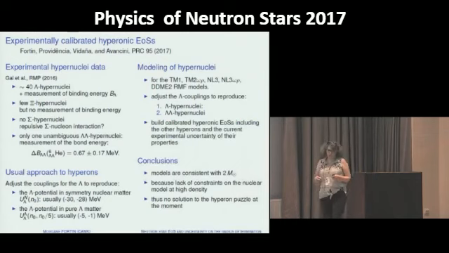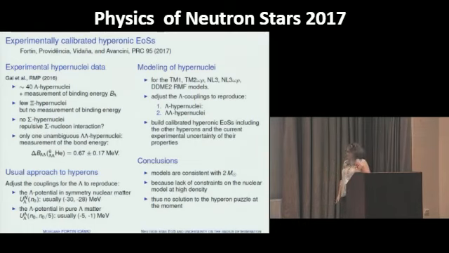I won't go into the details, but we tried to take into account the uncertainty we have on these, because again, we don't have basically any constraint on them. And we built hyperonic equations of state, and we confronted them to the existence of two solar mass neutron stars. And basically what we saw is that all of our models were consistent with two solar masses.